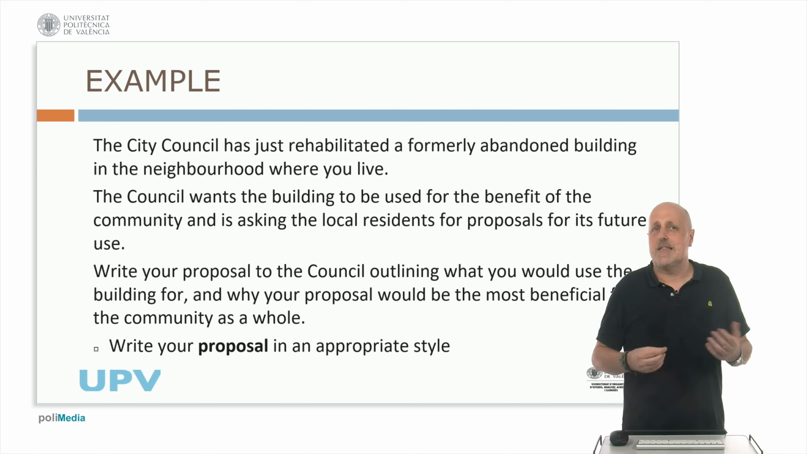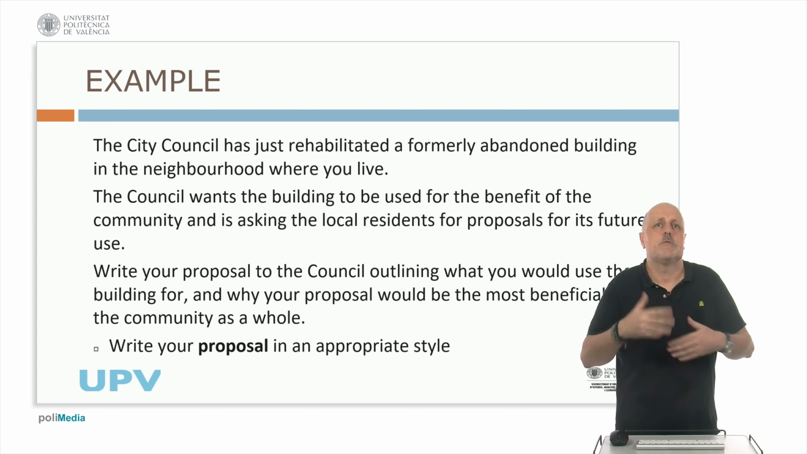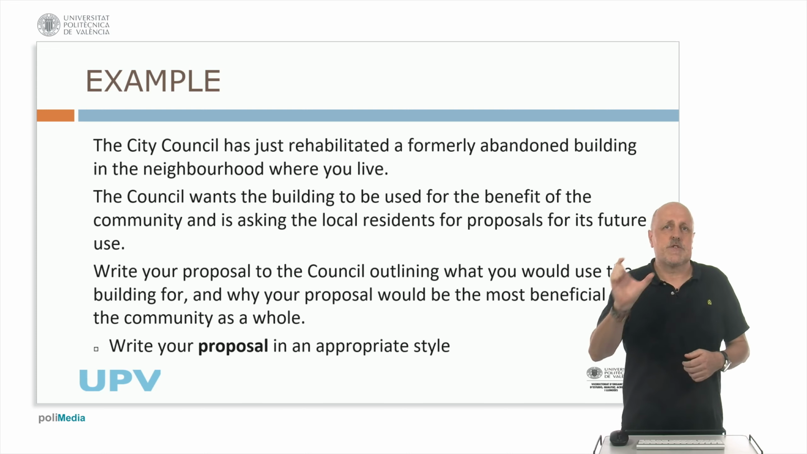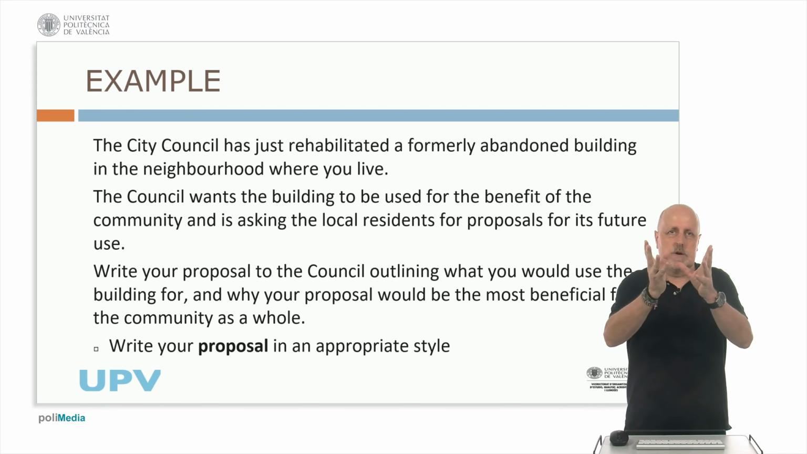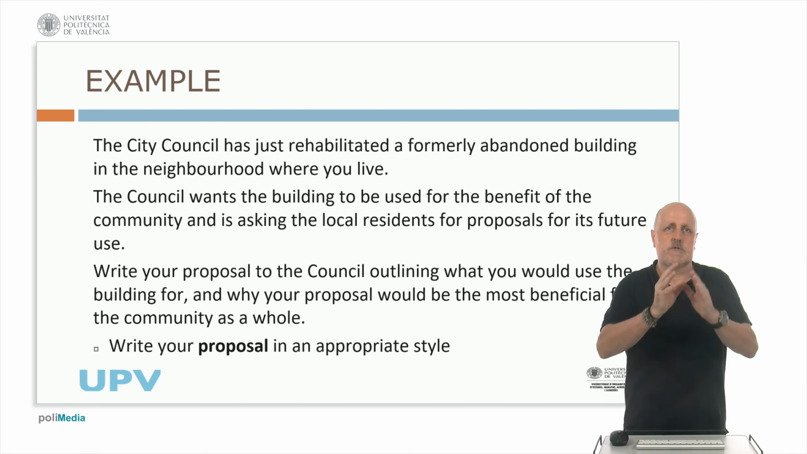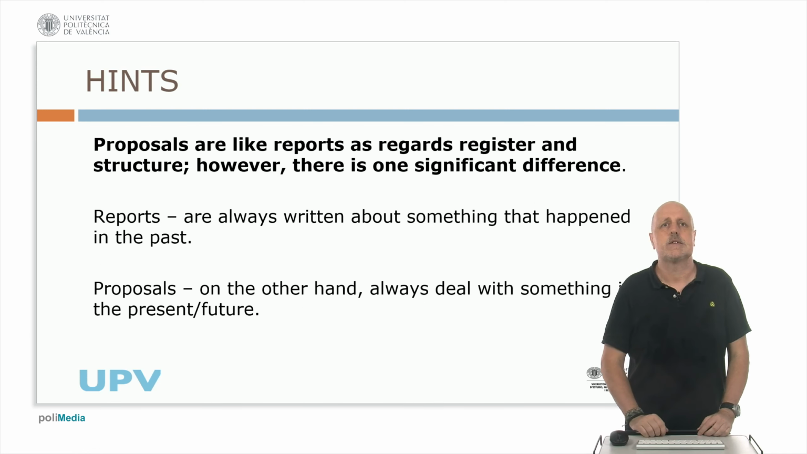Okay, so again, the title would be a factual title. Proposed use of formerly abandoned building in, maybe invent the street or invent the neighborhood, give your own neighborhood. Then the introduction, and then the main body. Proposed use of building, or why this use would be the most beneficial. So you simply use the words there, paraphrasing them, but use the words and write factual titles for each point you're going to make. All right.